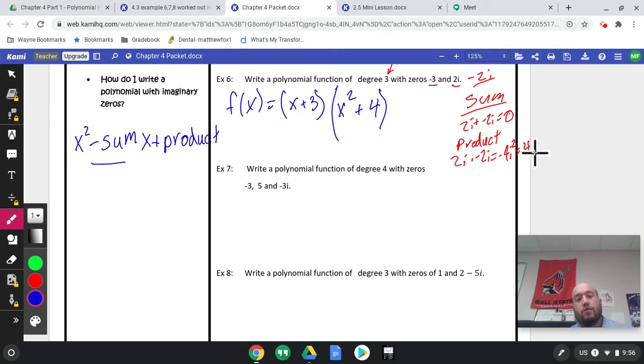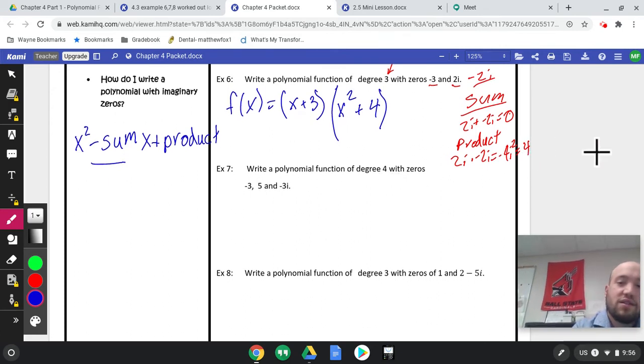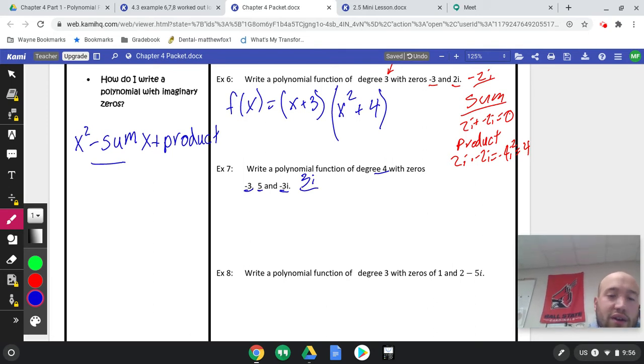So I recommend you pause the video and try example 7. Once again, this time it's degree 4, and we know it has zeros at negative 3, 5, negative 3i. We also know there's a fourth 0 at 3i. So when we write our answer, f of x we know will equal x plus 3, x minus 5.